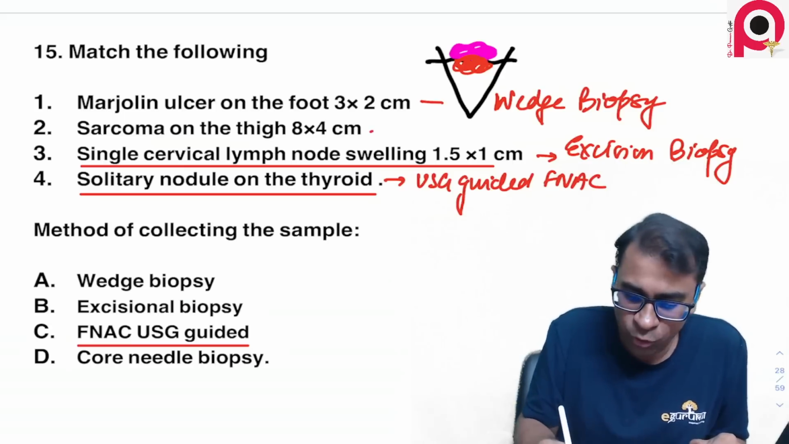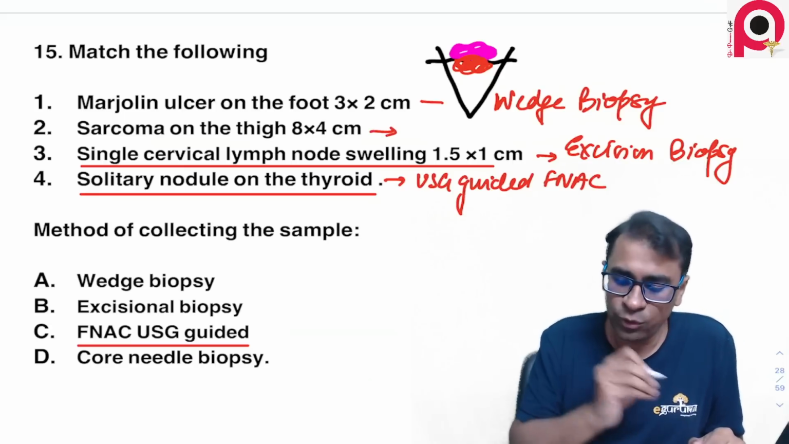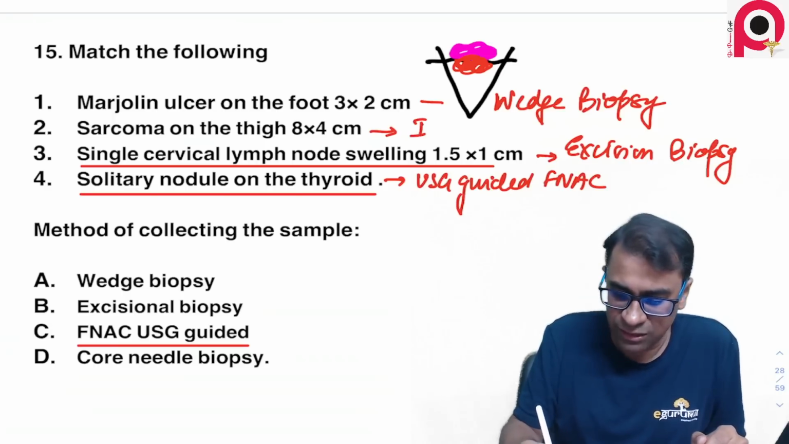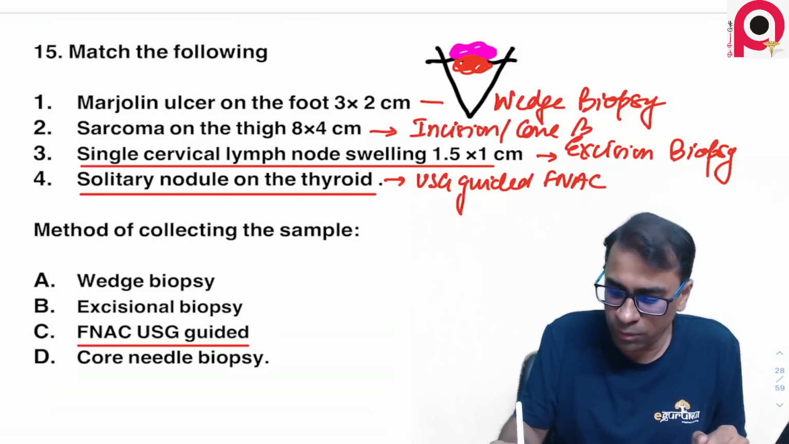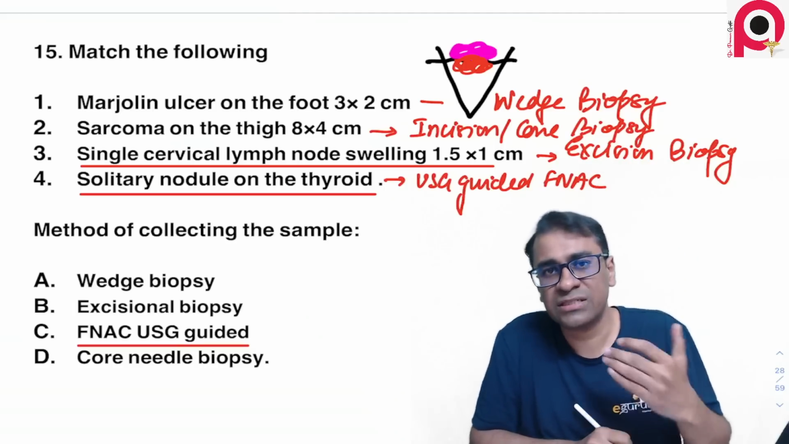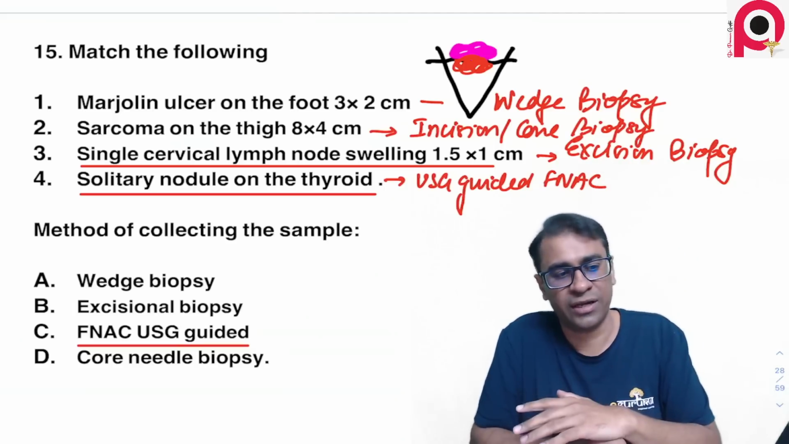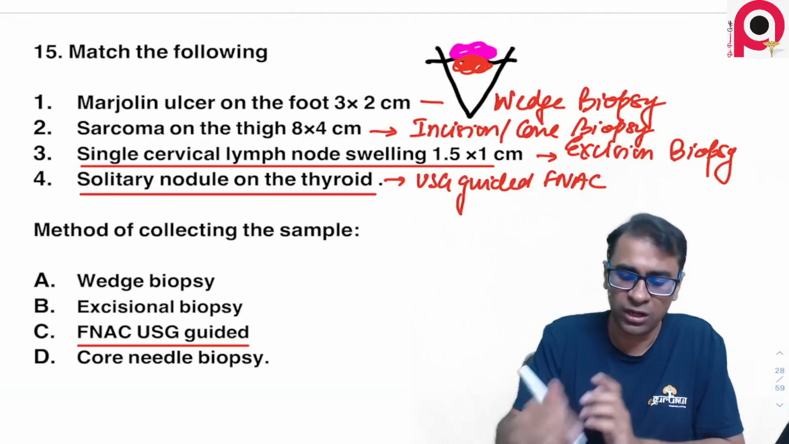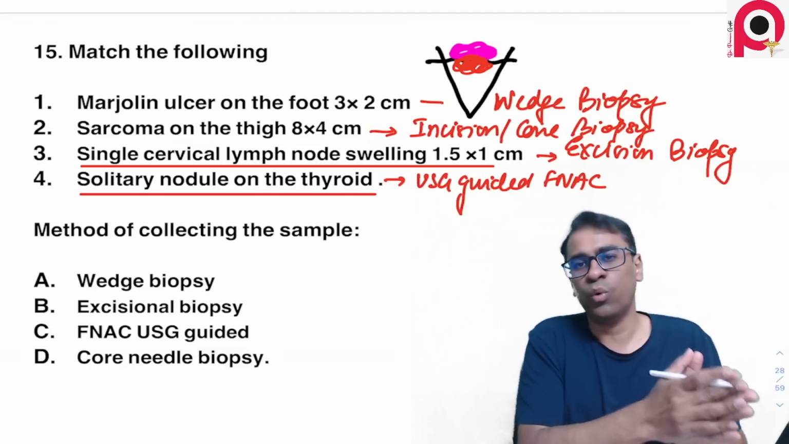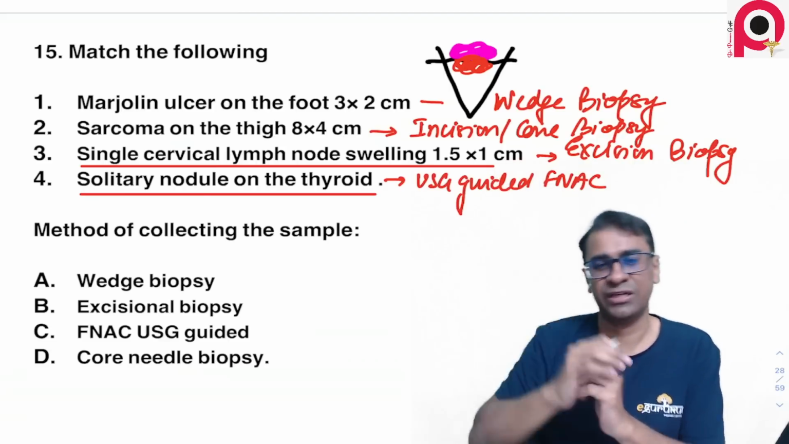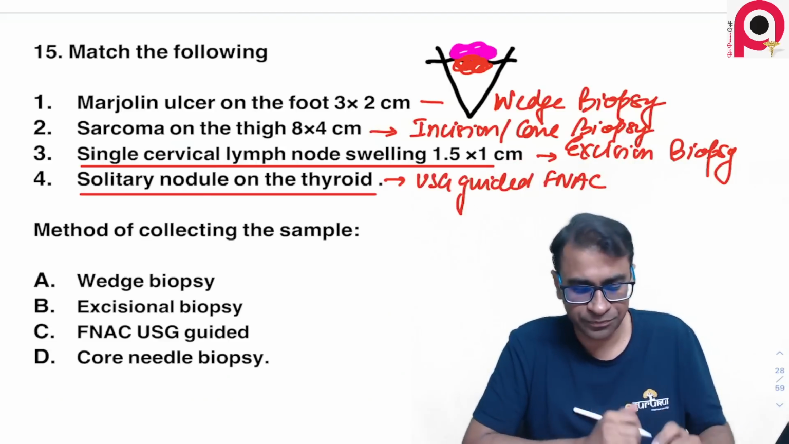For sarcoma on the thigh, there you can take an incision biopsy or what is called a core biopsy, just to diagnose whether the sarcoma is there or not. So I believe this is the right answer to this question, and it can be solved by simply thinking about the logical reason why you do these investigations.